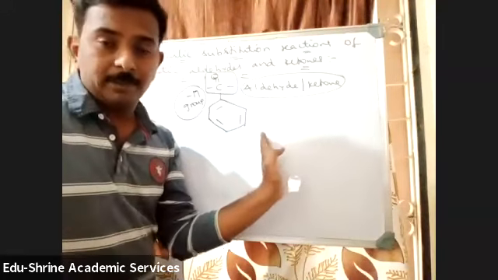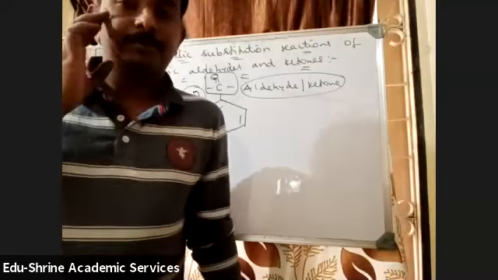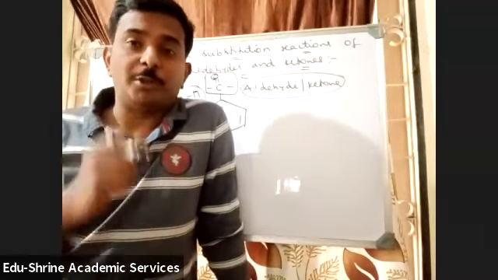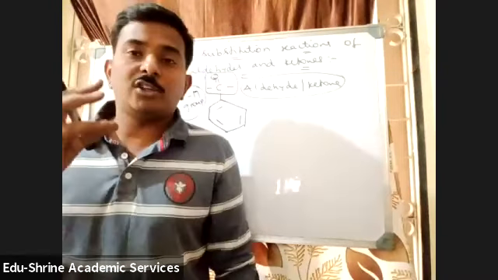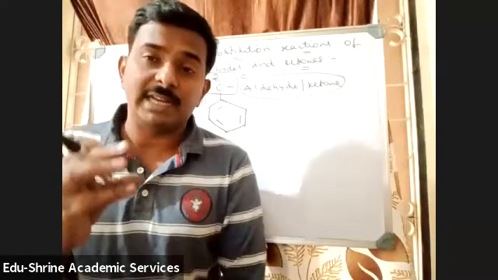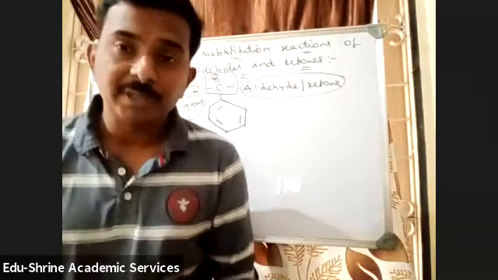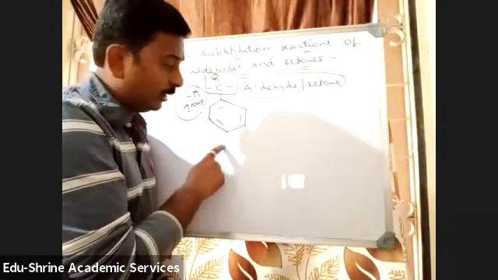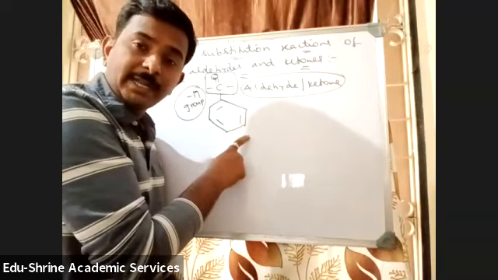Now the incoming electrophile will attack which position on the benzene ring? Ortho and para, or meta? Very good, students. It must attack the meta position, because the electrophile is the one which has less electron density. So it will attack the carbon atom where there is more electron density. As this is a minus M group, it decreases electron density at ortho and para positions. So the electrophile will preferably attack at the meta position.